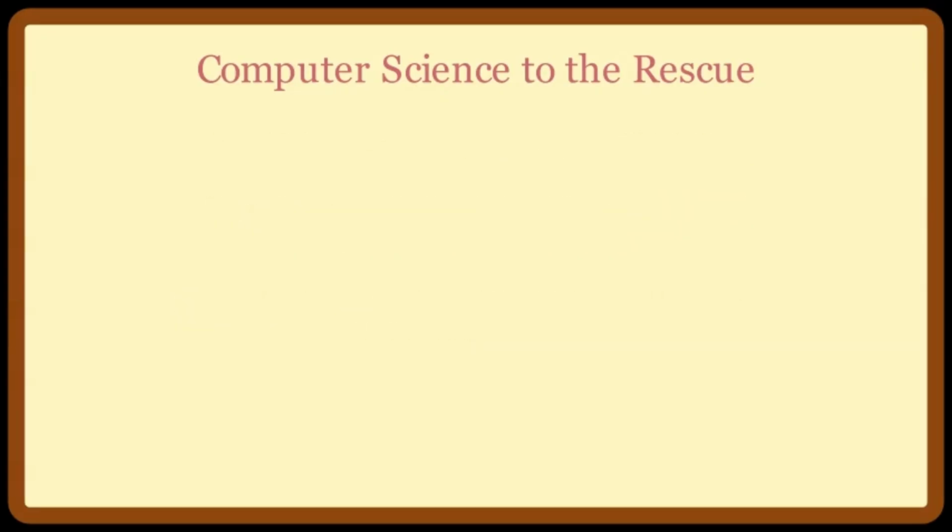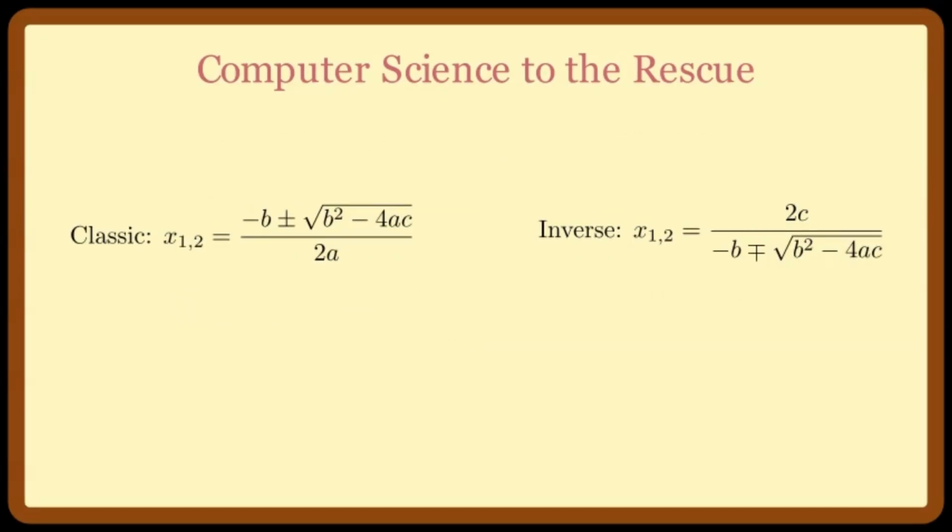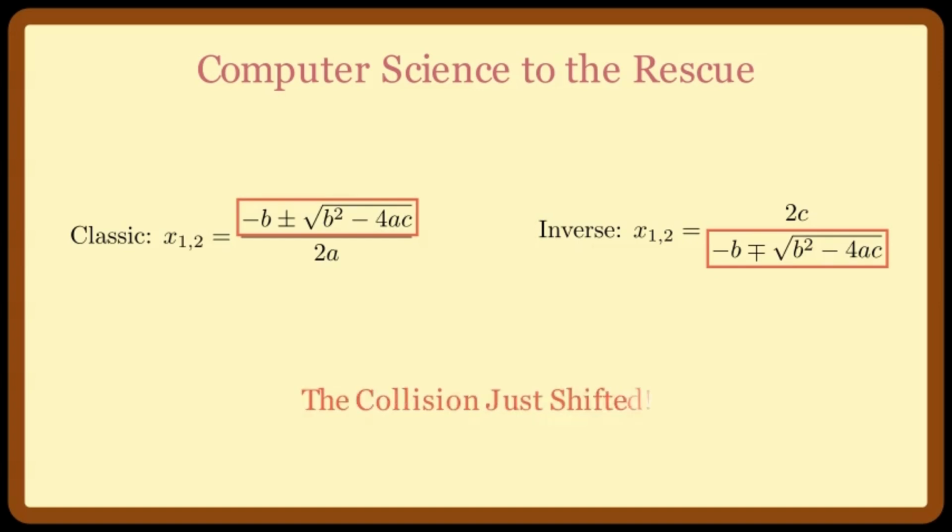But wait, if you think about it deeply, something here doesn't add up. After all, the dangerous expression located in the numerator of the classic formula is the exact same expression located in the denominator of the inverse formula. So if calculators simply threw away the regular formula and only used the new one, the computer would still run into the exact same collision when trying to calculate both solutions. Except this time, the collision would happen down below in the denominator instead of up top in the numerator. We haven't solved anything here, so how does this actually help?